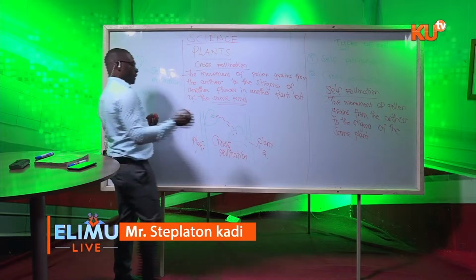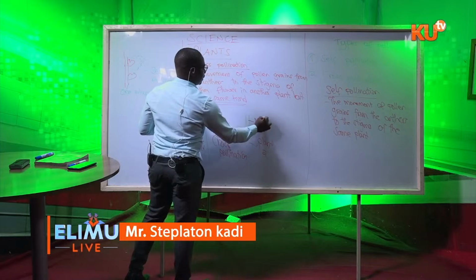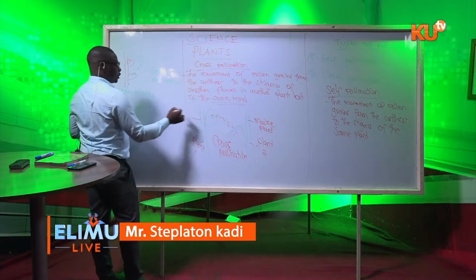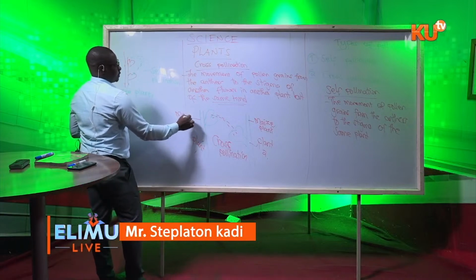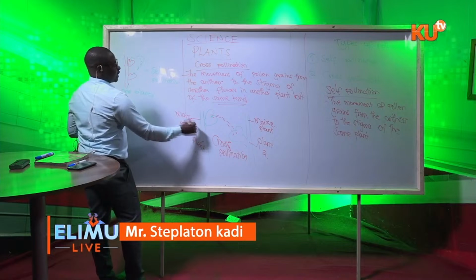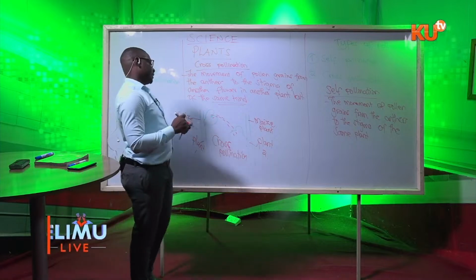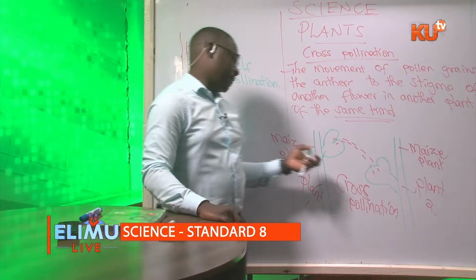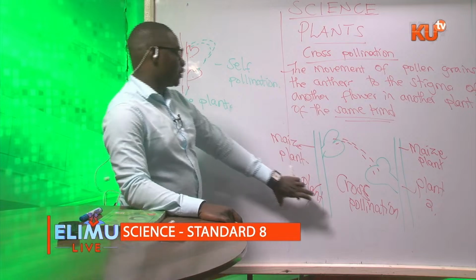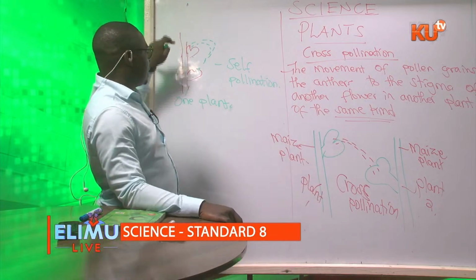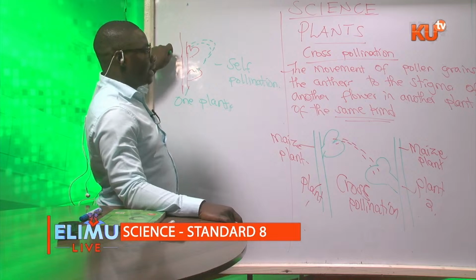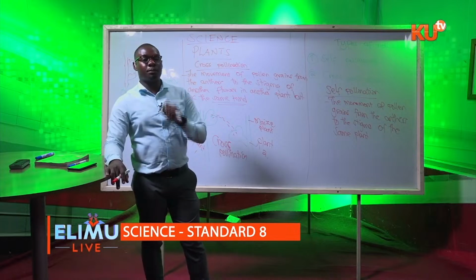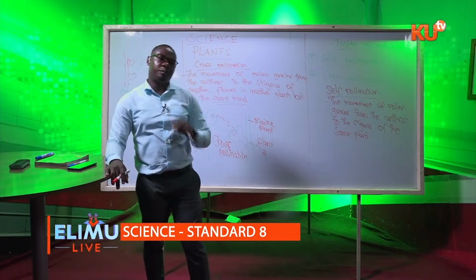But remember the plants have to be of the same kind. If this is a maize plant, this one should also be a maize plant. So the plants have to be of the same kind. So that now will be cross-pollination. If we look at it diagrammatically, this will be cross-pollination, two plants. This will be self-pollination, one single plant. So that is about pollination, cross-pollination, and self-pollination.